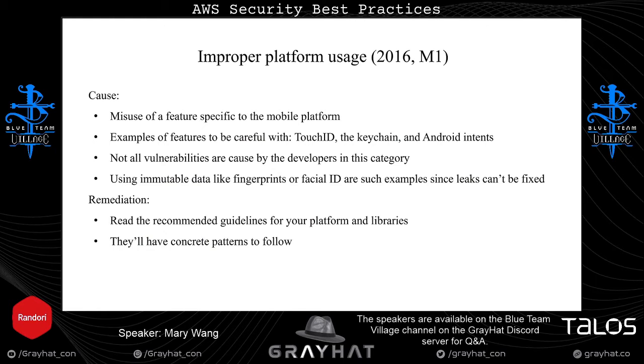as well as Android Intents. And it's important to note that not all vulnerabilities you might find in this category are the developer's faults. It's entirely possible that it could be on the platform itself. In my personal opinion, an example of this would be using immutable data, such as fingerprints or facial ID, for authentication, especially as passwords. This is problematic in my opinion because those leaks can't be fixed. Unlike using a password manager to automatically regenerate a password, should there ever be a password leak on your favorite site, you can't regenerate your own face or your fingerprints.